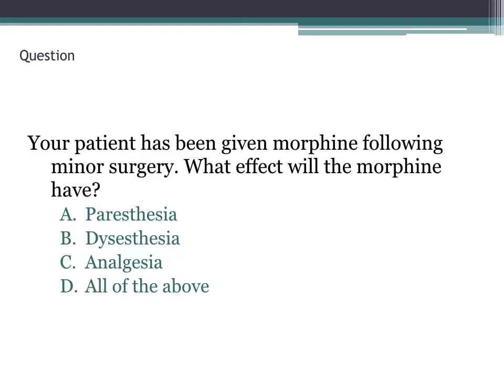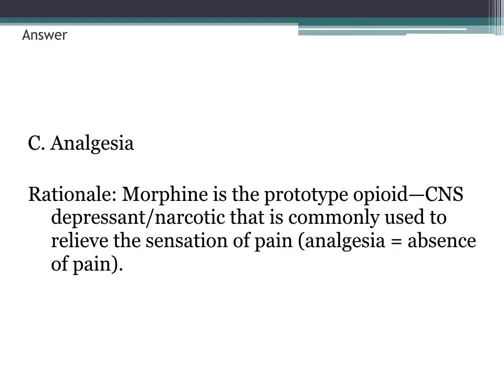Here's another question to think about that could possibly be on a test where you need to know the definitions of your words. So think about this question for a second here. And of course, here's your answer to the question: morphine is a prototype type opioid. It's a CNS depressant, narcotic that is commonly used to relieve the sensation of pain, which is analgesia, or the absence of pain.